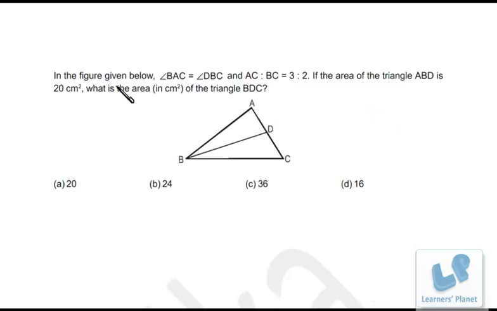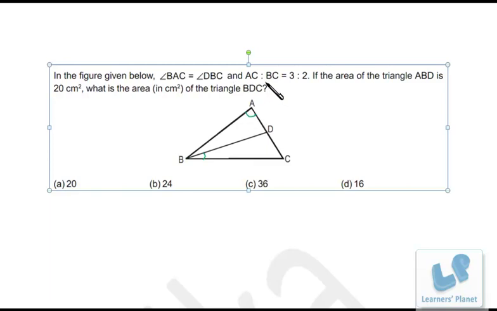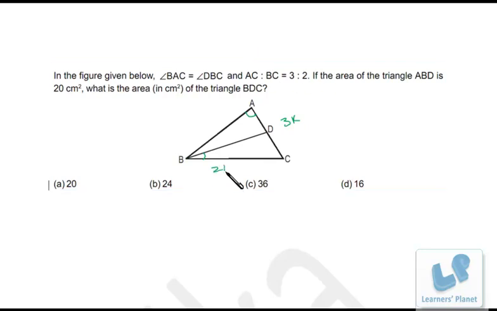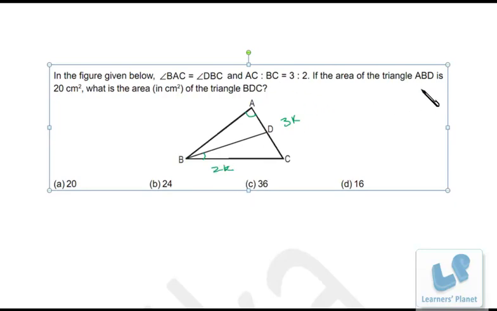Now let's see this question further based on geometry. In the figure given below, angle BAC is equal to angle DBC. These two angles are same. AC is to BC is 3 is to 2. That means AC is, I suppose, 3k and BC, I suppose, 2k. If the area of the triangle ABD is 20 centimeter square, what is the area of triangle BDC?